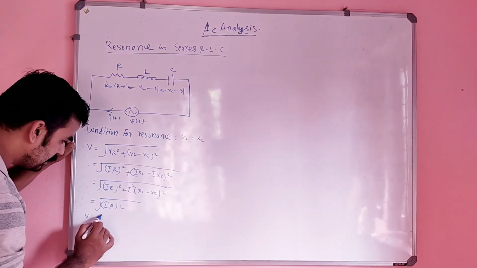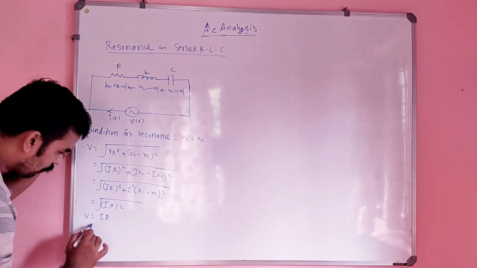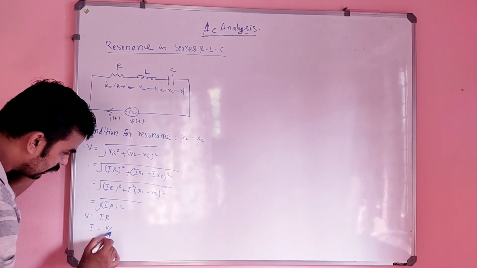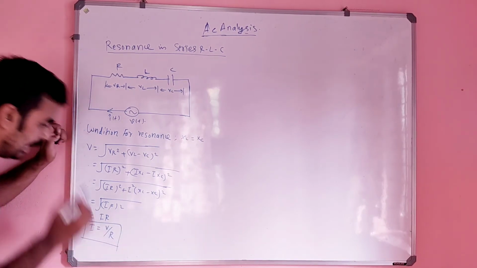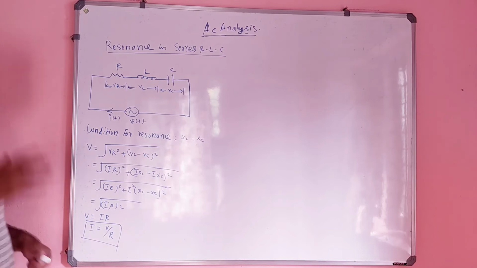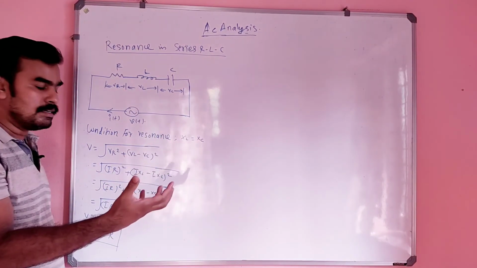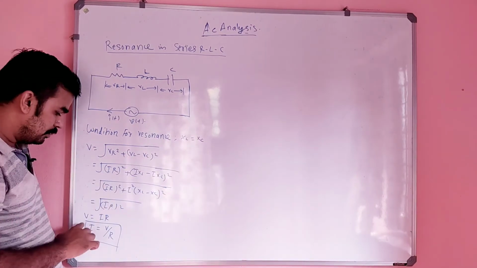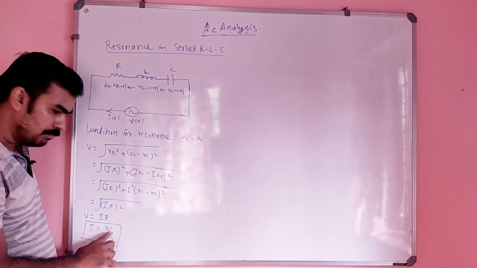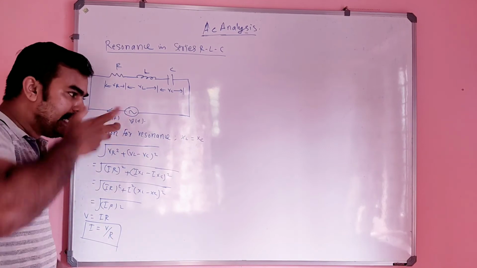Or I can say that V is equal to simply I into R, or I will be equal to V by R. That means whenever XL equals XC, that is the condition of resonance. So at that time V will be equal to this, so that I will be equal to V by R.